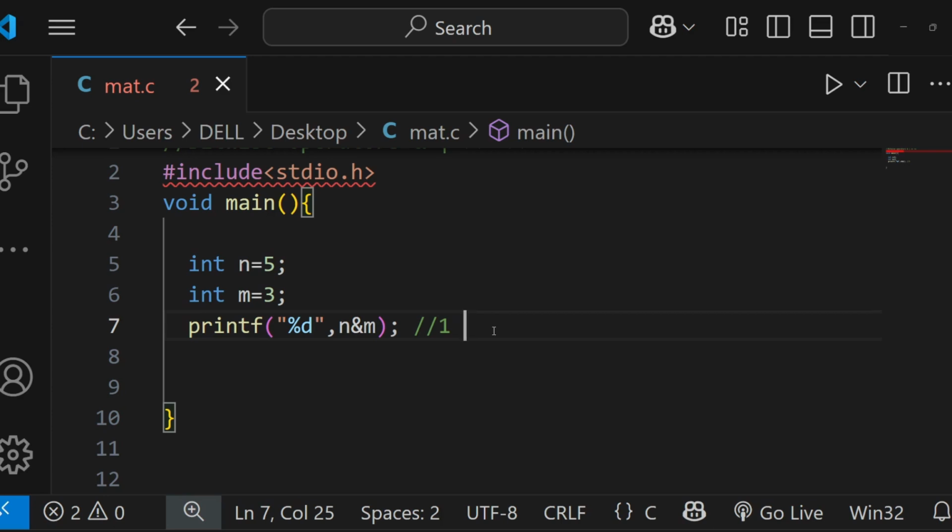So n in binary, that is 5. We had already worked with the binary number system, so I know 101 will be the value. If you are considering them in digits, you can put 4-digit values, so you will say 0101. And the value for 3, if I consider 4 digits, is 0011. So this is the value for 3, and this is the value for 5.